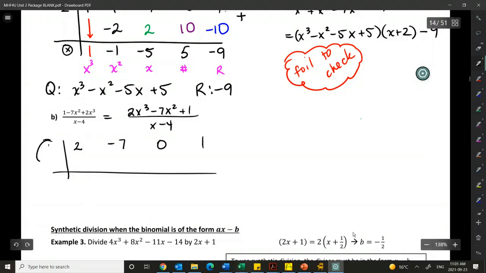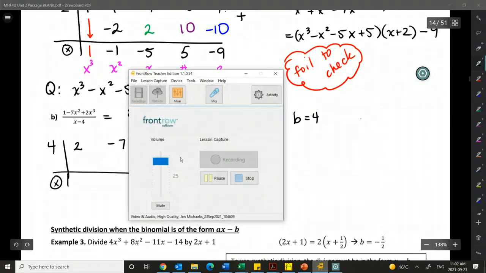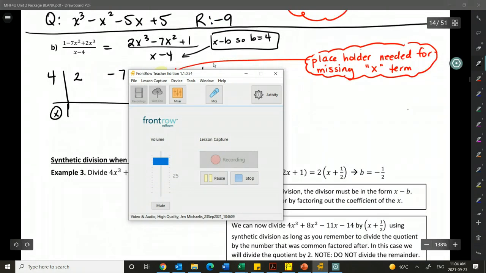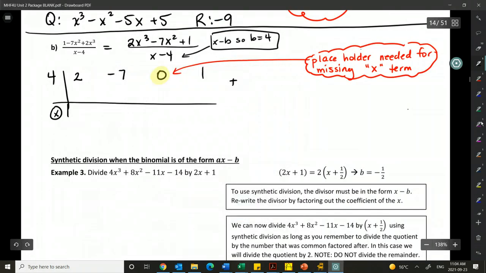What should I put over here if this is x minus b? Kenzie? 4. Okay, I'm going to give you guys a second. You try now. So this will be multiply and then add. Who can take me through the synthetic division process here? Nicholas?